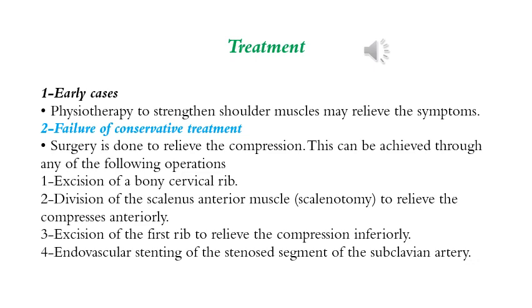Then, division of the scalenus anterior muscle, scalenotomy, to relieve the compression anteriorly. Excision of the first rib to relieve the compression inferiorly, and vascular stenting. إذا كان في هناك severe stenosis ممكن نعمل في subclavian artery sometimes نعمل stent للsegment هذا للstenosis segment of the subclavian artery يعمل لنا إيش relieve the signs or symptoms of the subclavian compression.